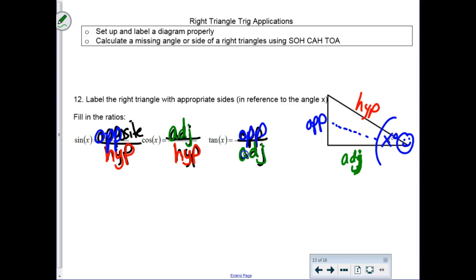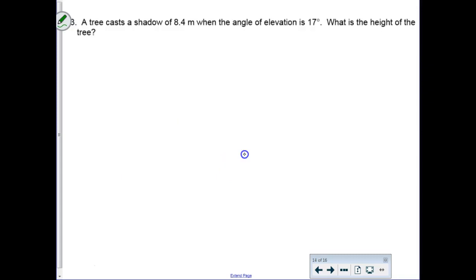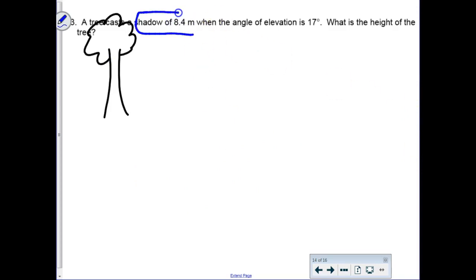Alright, so because you're going to have application questions, another task that I'm going to make you complete is actually drawing the picture properly and labeling it. So you're going to have a tree. Here you go. This is about as clever as my drawings get. Hey, that was pretty good. And then you have a shadow, which is 8.4 meters. Now, remember guys, shadows are on the ground. You'd be surprised where some kids put shadows. So shadow on the ground.